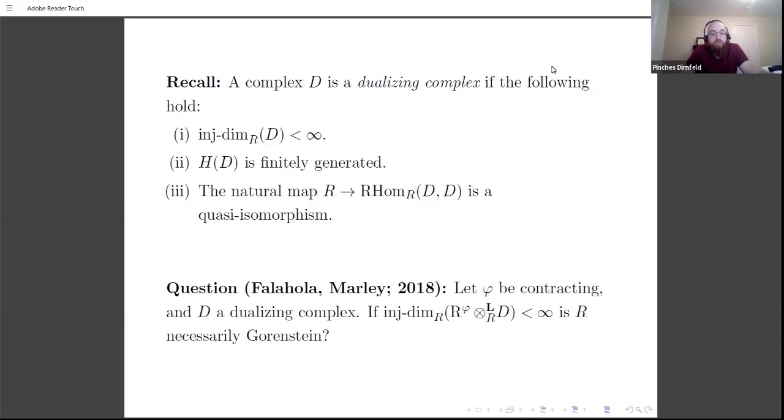So let phi be a contracting endomorphism and D a dualizing complex. If the derived tensor product of R, phi, and D has finite injective dimension, is R necessarily Gorenstein? So this question got me into this subject, and not to keep the audience in suspense, the answer is yes. In fact, what I'm going to prove is something a little bit stronger.